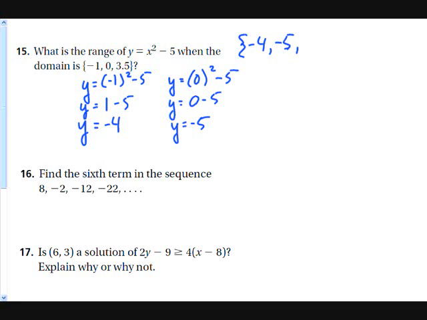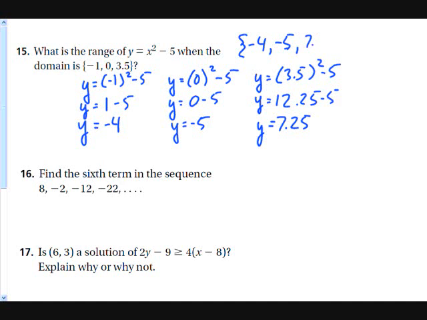And then the last y value, again, I've got to plug this in. That's y equals 3.5 squared minus 5. And again, I just plug this in, so I square this. So y equals 12.25. And then minus the 5 is going to give me a 7.25. So that's my last range value.